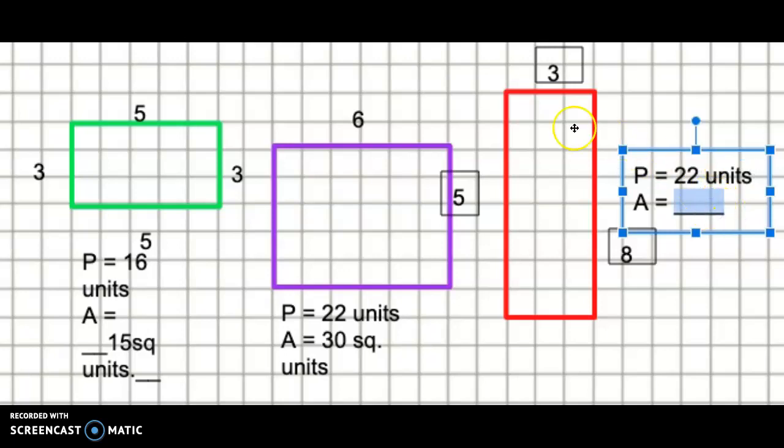The area will be the inside boxes. I know it's length times width, and I remember that 3 times 8 is 24, and since it's area, we say square units.